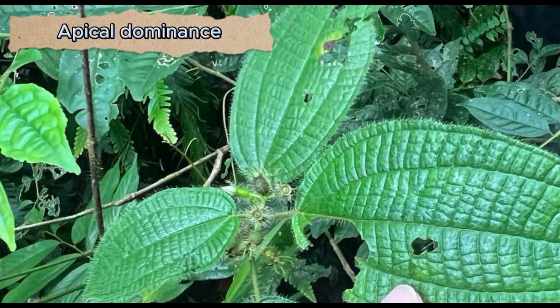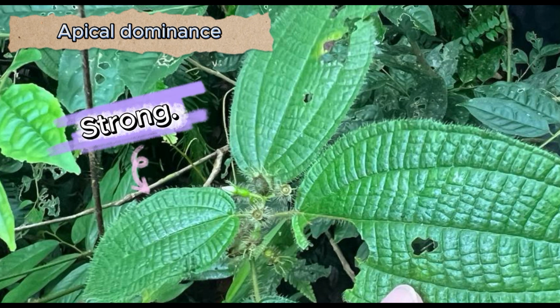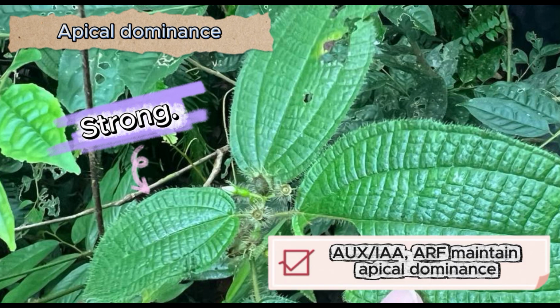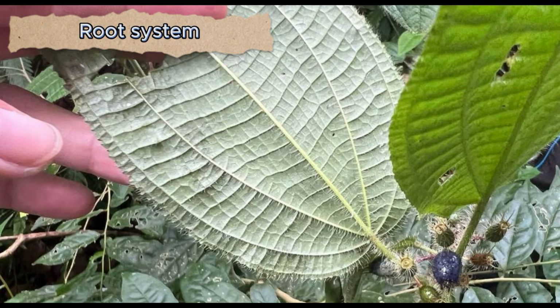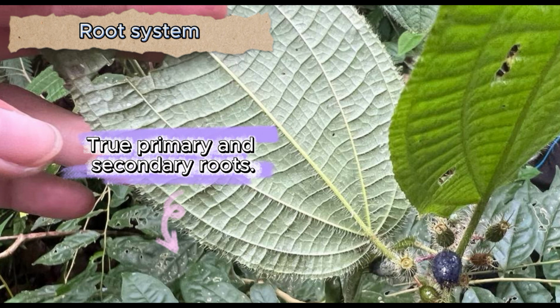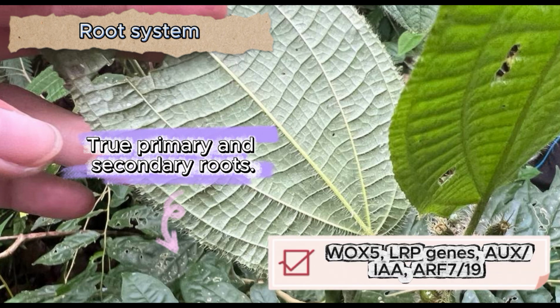Next, let's move to apical dominance. This plant has a strong apical dominance, and the gene links are AUX/IAA and ARF, which maintain apical dominance. Besides that, the root system of this plant has true primary and secondary roots, and the gene links are WOX5, LRP genes, AUX/IAA, and also ARF7 or ARF19.